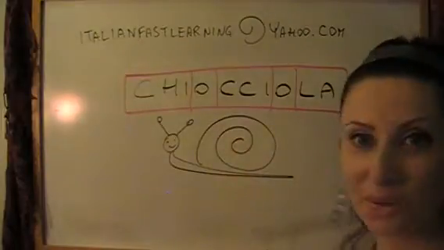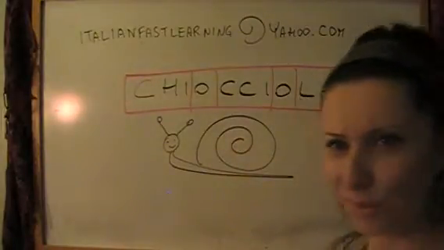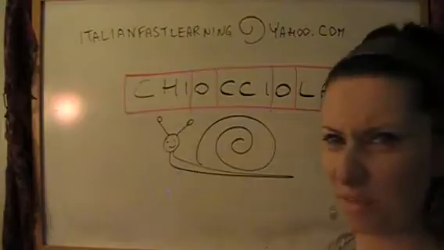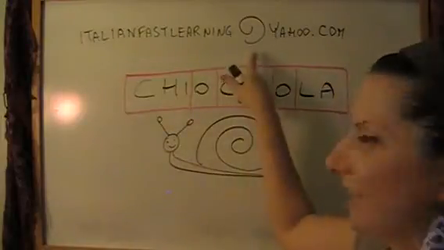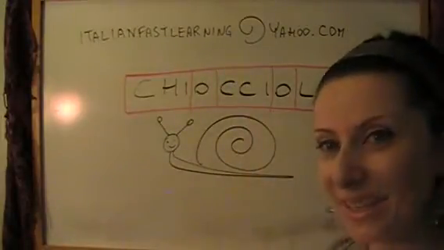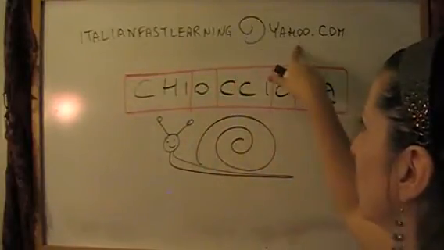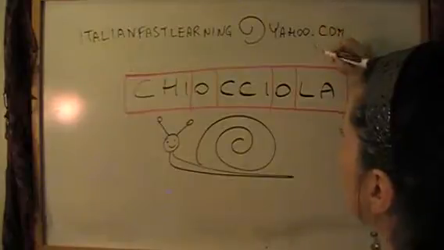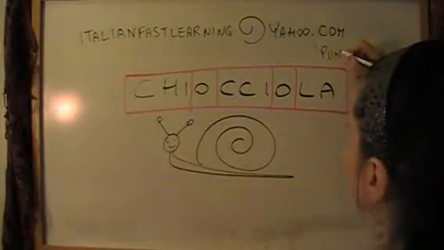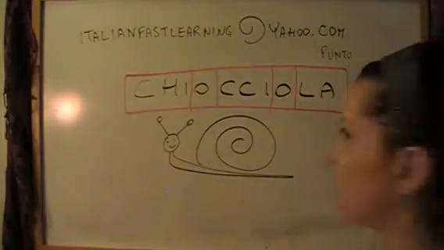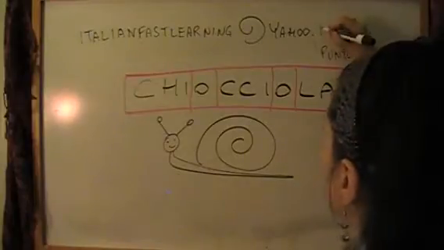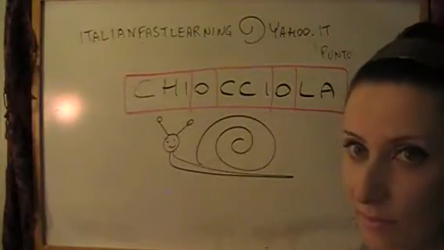If you don't know, you don't understand what they're talking about. You give them your email, and why do they tell you snail? Because they call the at a snail, chiocciola. So Italian fast learning chiocciola yahoo. This is dot, they call it point, .com. Usually if it's an Italian email it ends with .it.